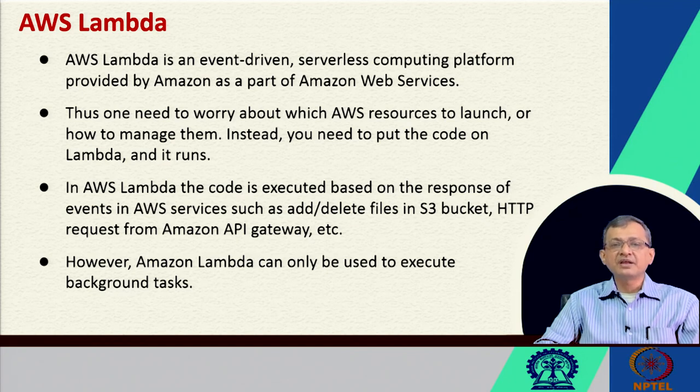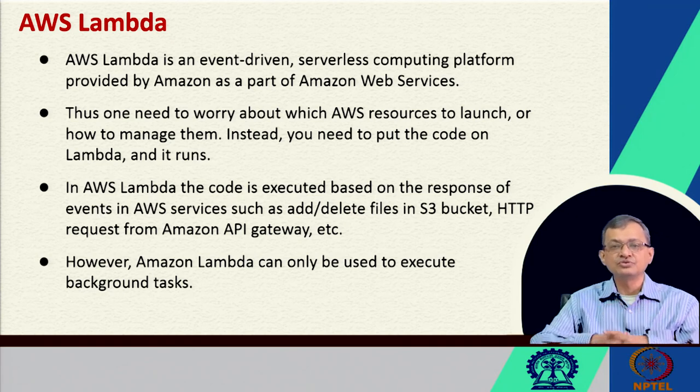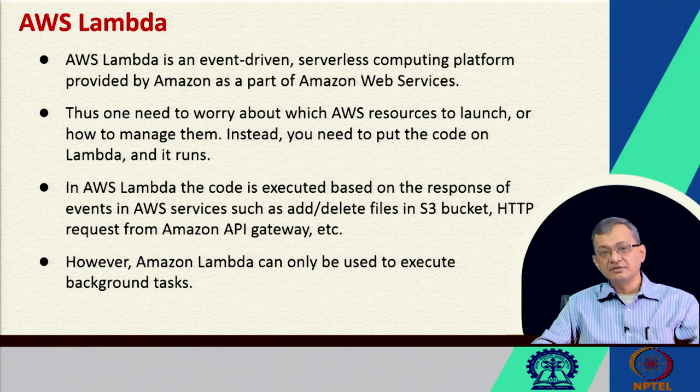However, Amazon Lambda can only be used to execute background tasks as of now. Whenever these background tasks come in, we want to execute them, right. So, what we have seen is event driven serverless computing, where a function is executed in response to some events, right. That is another thing we see here. It can be something in the S3 bucket or an HTTP request of Amazon API Gateway, etc.